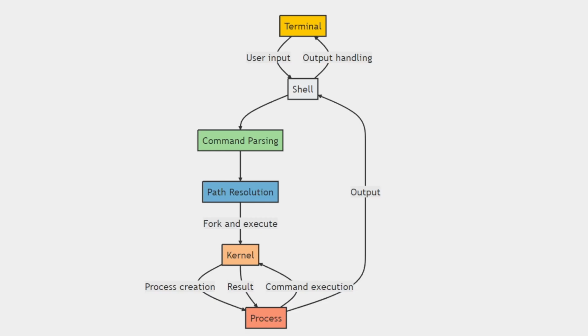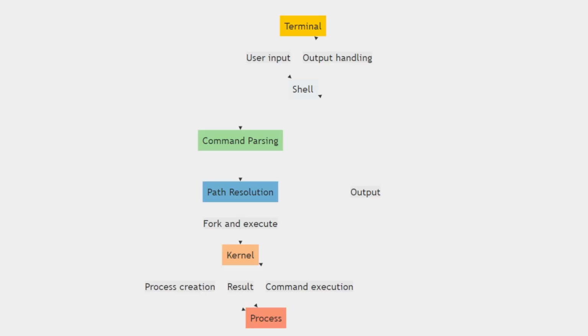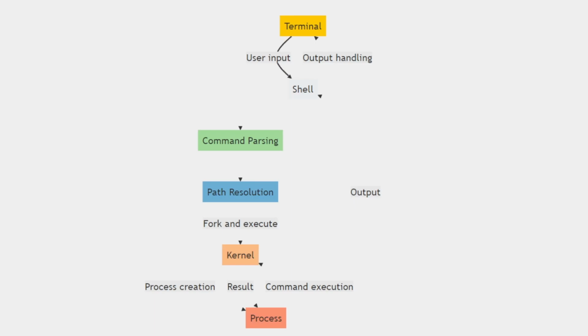Let's go through the diagram to explain the command execution process involving the terminal, shell, and kernel. Terminal. This represents the user interface, where the user enters commands. Shell. The shell is responsible for processing the commands entered by the user.